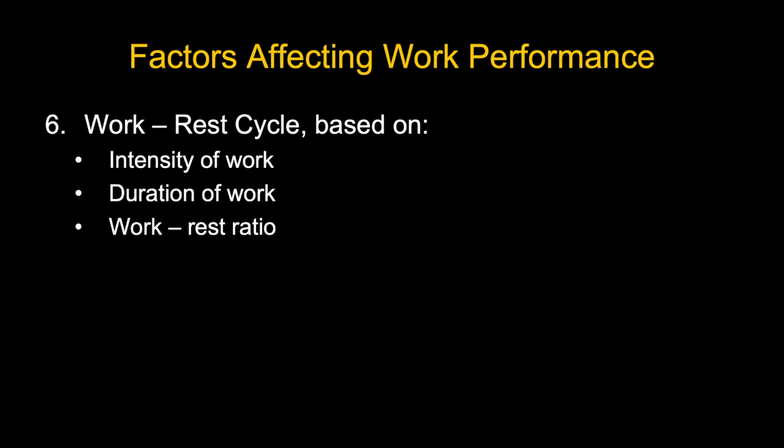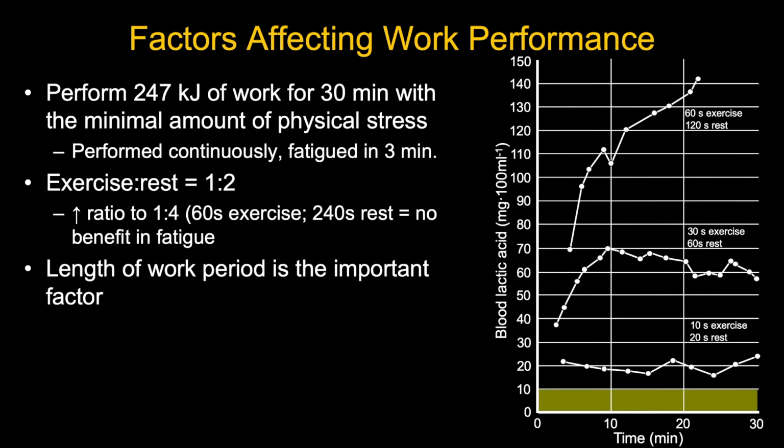To examine these factors, let's take a look at a research study that was performed to determine what the optimal work-to-rest ratio would be. In this study, a subject was trying to perform 247 kilojoules, or about 60 calories worth of work, or 412 watts for 30 minutes with the minimal amount of physical stress possible. If the person performed this work continuously, they would have been exhausted within 3 minutes. In this study, they played around with the exercise to rest ratio.